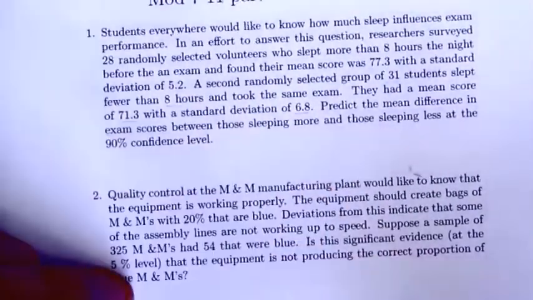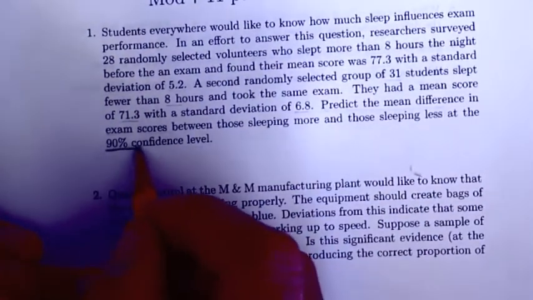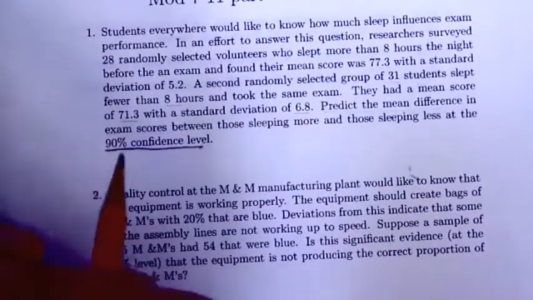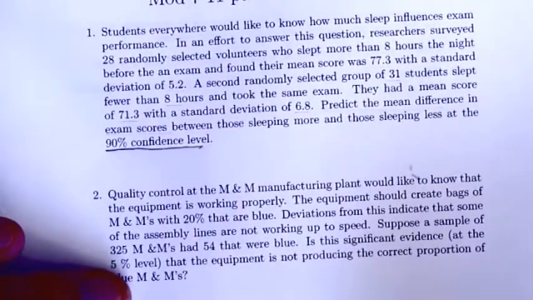All right, we're starting here with question 1. Hopefully you've read it already. From the last sentence, we're asked to predict the difference between the exam scores using a 90% confidence level. So we know right away we're using a confidence interval.